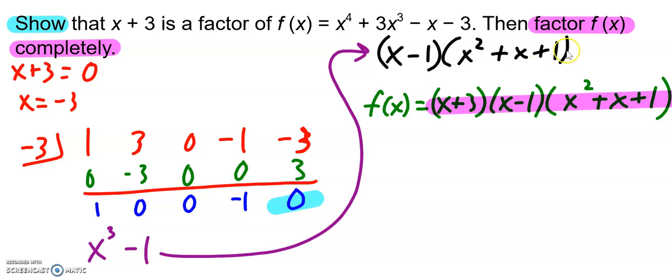So I used my difference of cubes pattern from a couple videos ago, and I factored. So this became x minus 1 times x squared plus x plus 1. Now remember, if I've done this correctly, this part will never factor into real numbers. So if I want to write f of x completely factored, at least in terms of real numbers, I still want my factor of x plus 3. So I have x plus 3 times x minus 1 times x squared plus x plus 1. And now, assuming I've done this correctly, if I were to multiply all of this back out by distributing, I should end up with x to the fourth plus 3x to the third minus x minus 3.